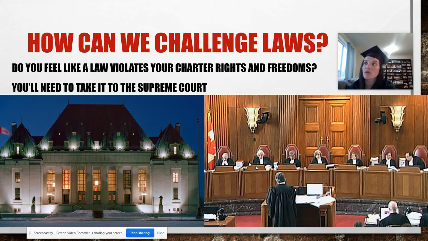So for example, there was a Sikh man who became an RCMP officer. Now, Sikh men wear a turban covering, which obviously a Mountie hat would not fit over.